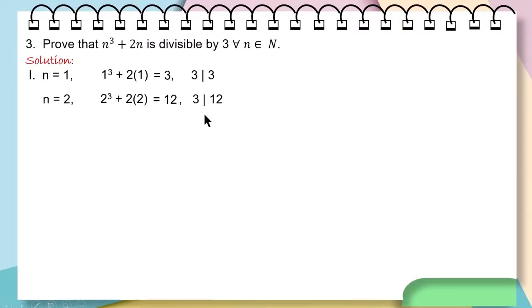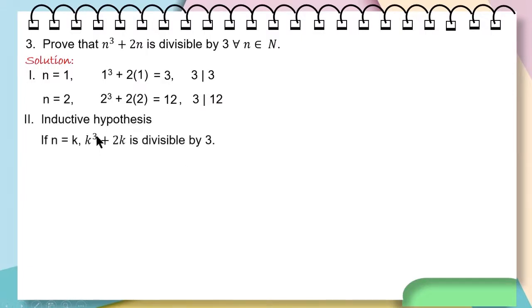Next step, we assume that the statement is true for a natural number k. We have our inductive hypothesis k raised to 3 plus 2k. If n is equal to k, then this is divisible by 3. Our challenge is to prove that it holds for n equals k plus 1.